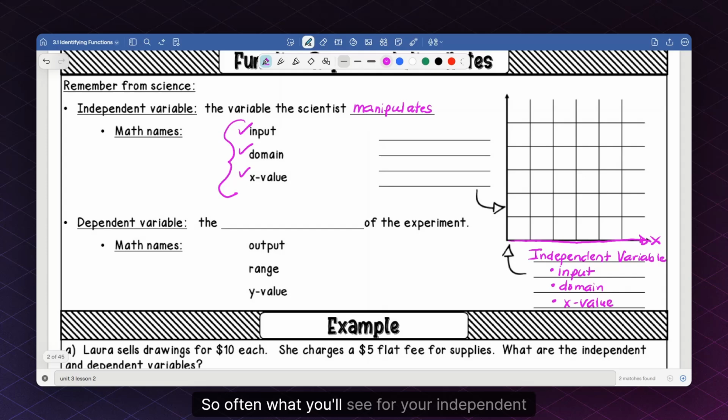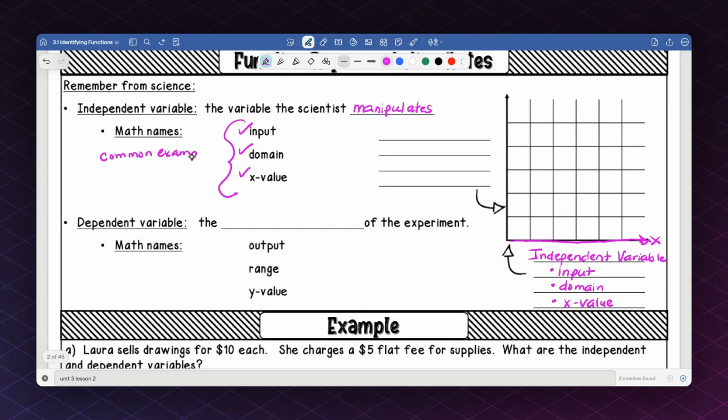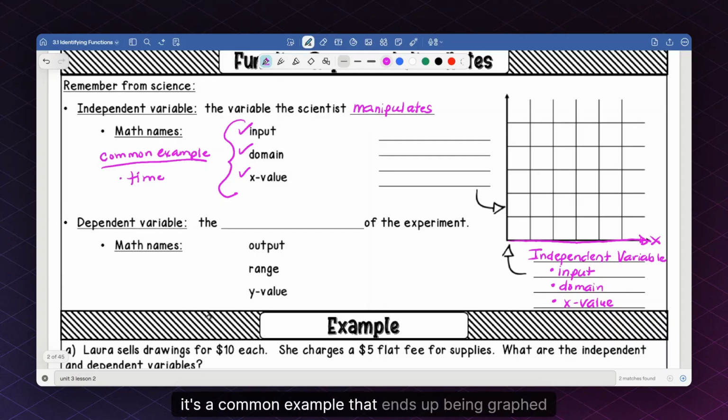Okay, so often what you'll see for your independent variable, a common example is going to be time. Okay, time is a common one. And so you might see that in terms of days or hours or years. It's a common example that ends up being graphed onto the x-axis.